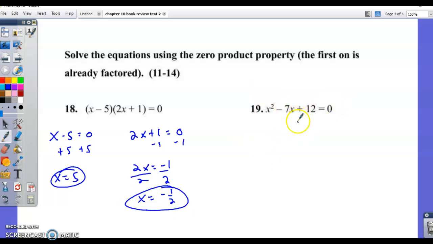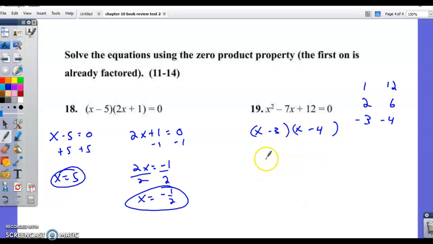Over here, we have to factor it first. So I do my double parentheses, I put my x and my x. All right, what multiplies to equal 12? We have 1 and 12, we have 2 and 6, we have 3 and 4. And which one of these will multiply to equal positive 12 and add to equal negative 7? We would have to use a double negative here to get that negative 7. So it's negative 3 and negative 4.